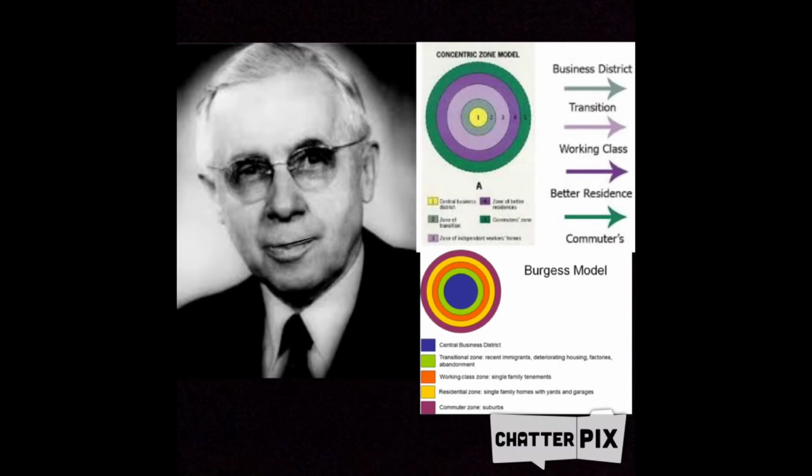Zone 4. As rings get further from the central business district, the homes get larger and more expensive. Zone 4 consists of middle-class residences, either single-family homes or high-rent apartments occupied by those wealthy enough to choose location and afford the higher cost of transportation into the central business district.